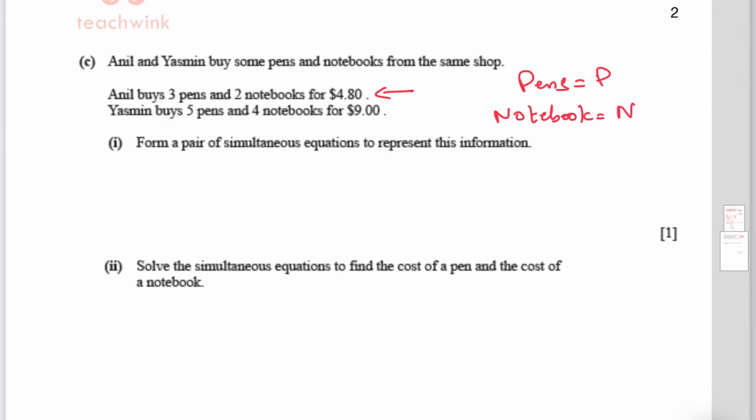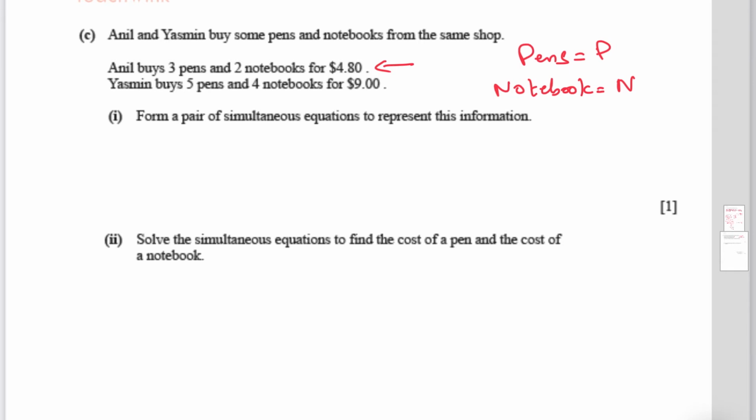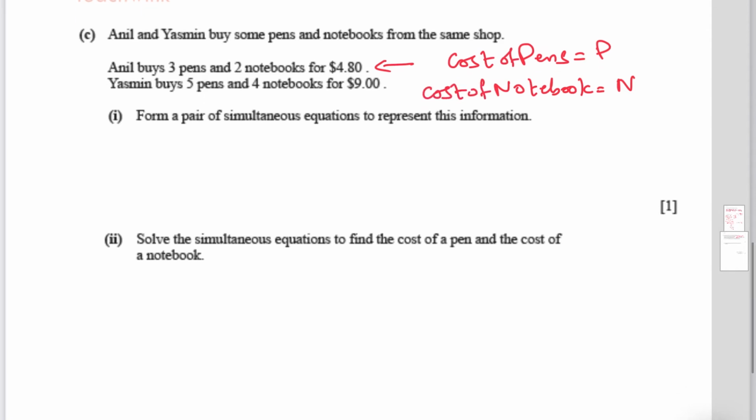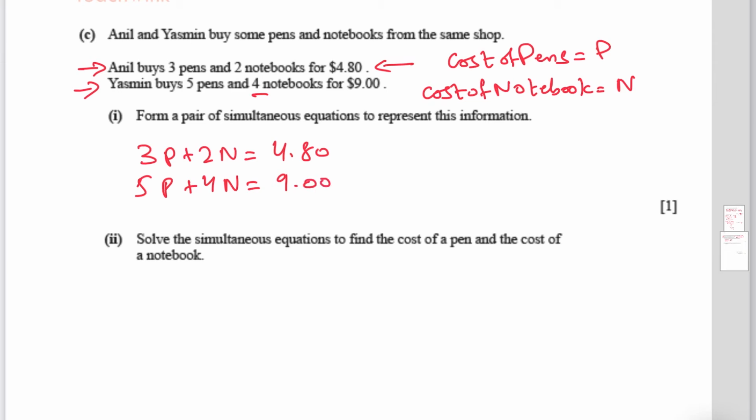So if you look at this statement first, there are 3 pens. We don't know the cost of pens, and by the way, the P and the N is actually the cost of pens and the cost of notebooks. So since we know that he bought 3 pens, but we don't know for how much, so you do 3 times P, the cost of pens, plus 2 notebooks for N dollars, so you do 2N is equal to $4.80. And the second equation, she bought 5 pens at P dollars each plus 4 notebooks at N dollars each for $9.00. Okay, now these are the 2 equations.